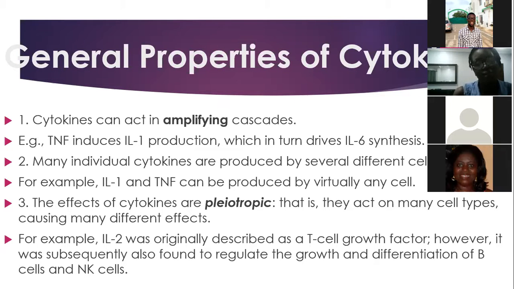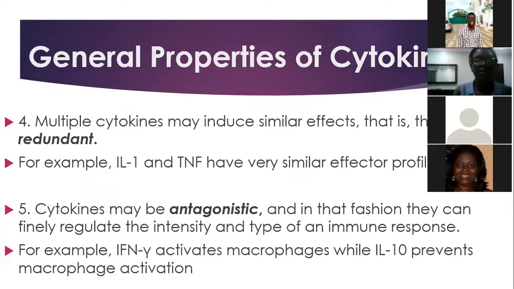So the same cytokine on a cell can cause growth, and the same one can cause differentiation in another cell type. Then they can also antagonize each other, and they can also induce similar effects. So maybe 2 or 3 cytokines can be released at the same time. They produce a similar effect, or they can be antagonistic against each other.